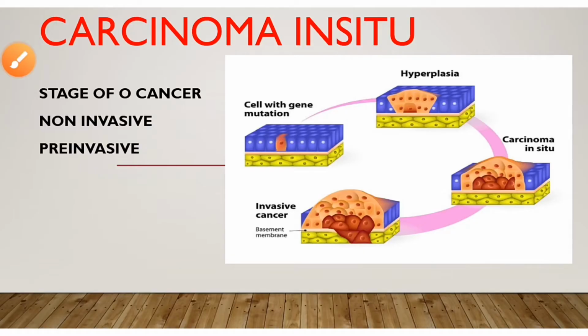Hello guys, today we're going to talk about carcinoma in situ. This is the pre-malignant lesion that occurs right before the stages of cancer. It is also known as stage zero cancer, as it occurs right before the stages of cancer. Carcinoma in situ eventually turns into cancer cells.